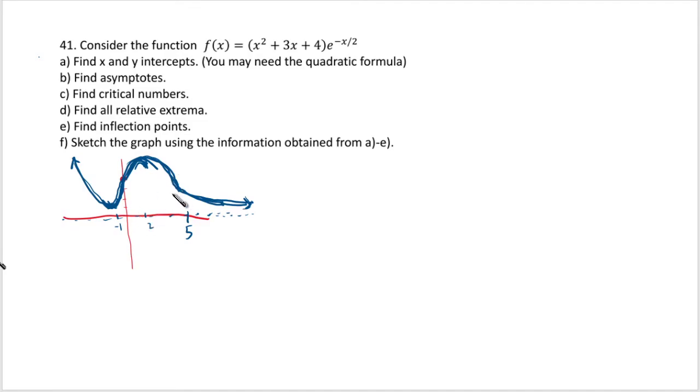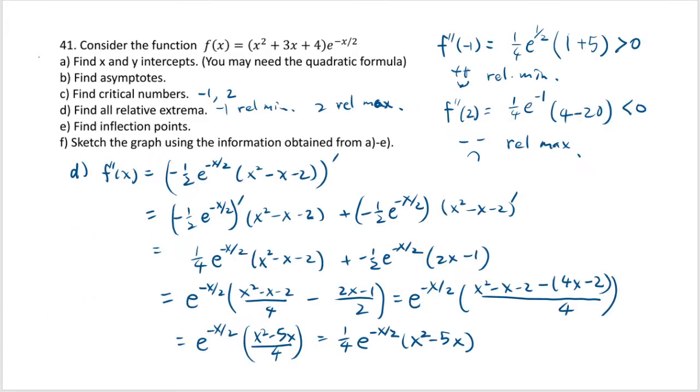Now we should have all the information. So this is 4. This point here is the relative minimum, which is negative 1, 2 times e to the, let's see, what was it?